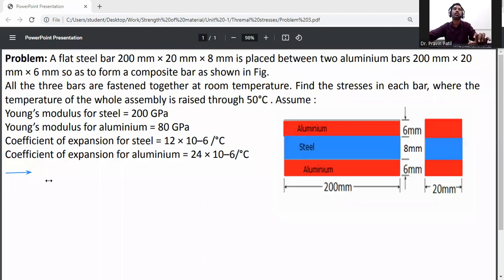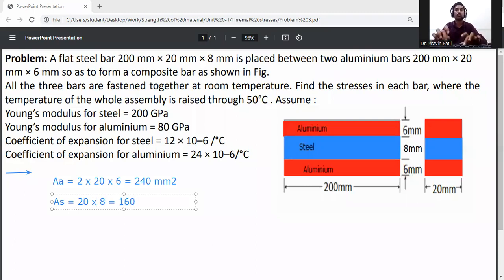First of all, the area of the aluminum bar. There are two aluminum bars, so 2 into the cross-sectional area, which is 20 into 6 mm. So it will be 240 mm square. Then the area of steel, which stands for As, is 20 into 8, so that will be 160 mm square.